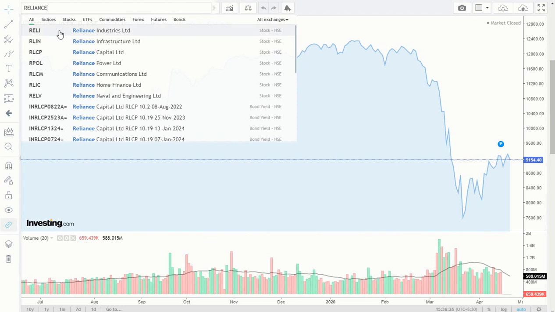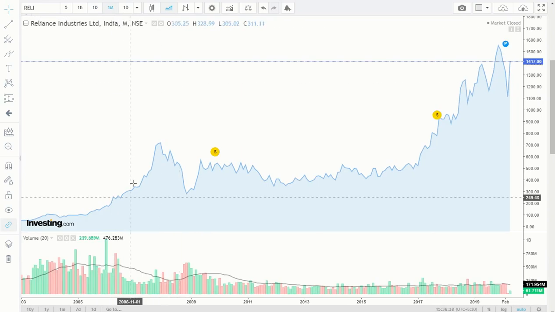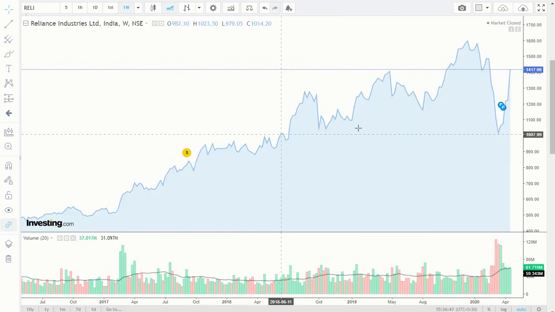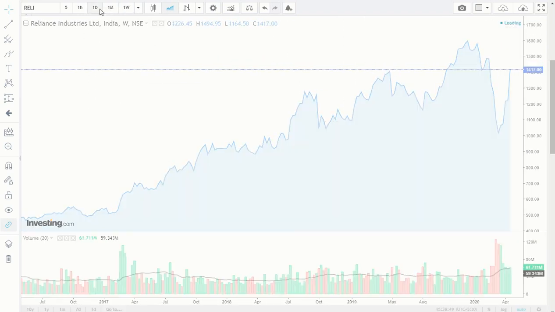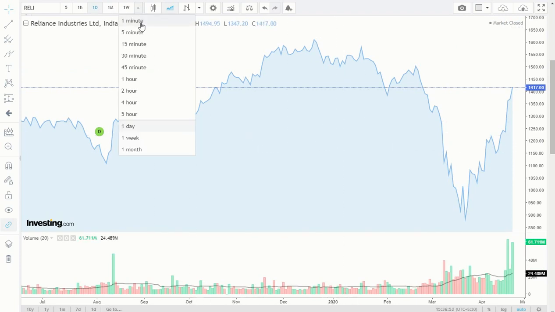The options will come. See here, you will get NSE, BSE. You can choose NSE, Reliance Industries, NSE, and the chart will open. Here you can choose the time frames. If you choose monthly, it's a long-term view. It takes the closing prices of each month and connects them. If you choose weekly, it will give you a weekly chart. If you go daily, it will go to the daily chart. You can even go to 1 minute.